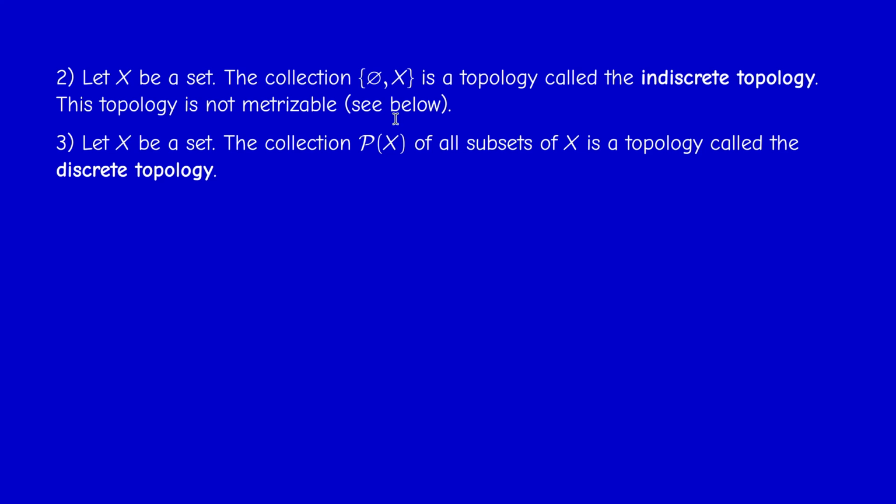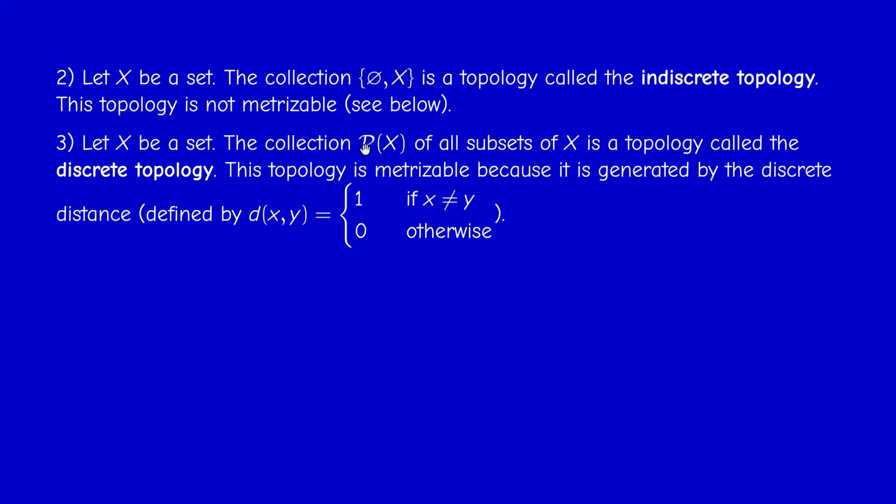Another example, another extreme case, is the collection of all subsets of X. It's called the discrete topology. So a topology is always included between these two extremes, between the indiscrete and the discrete. Now, of course, P(X) is a topology because it contains everything. So this is also a trivial example.